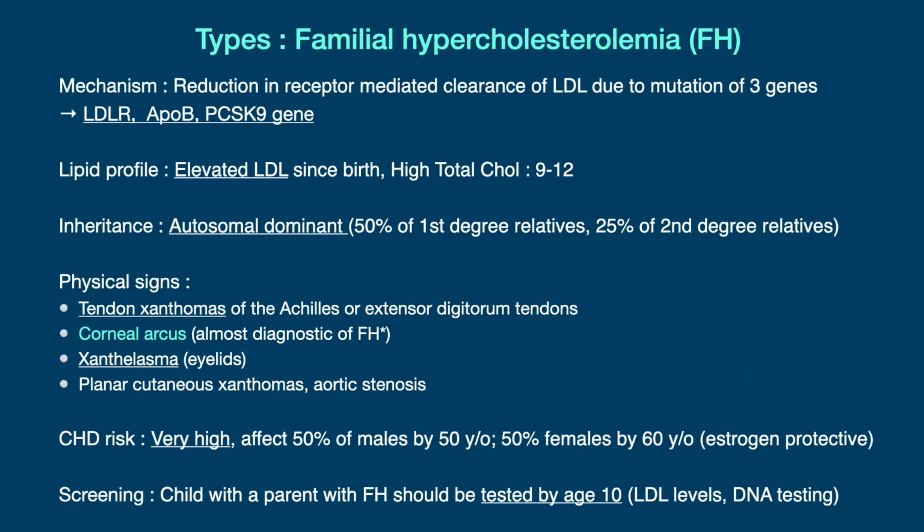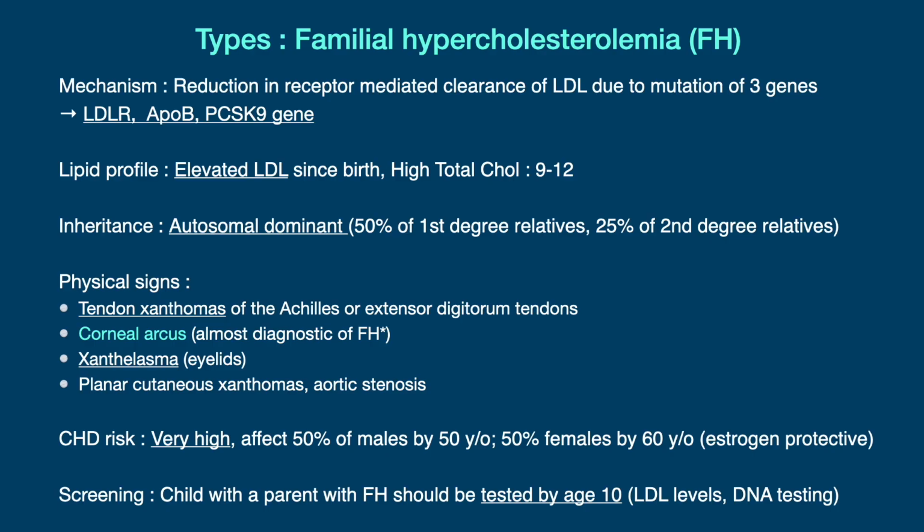Now let's look into the familial hypercholesterolemia type. What happens here is that there is a reduction in the receptor-mediated clearance of LDL due to the mutation of 3 genes, as you can see in this slide. Abnormalities include elevated LDL cholesterol levels and total cholesterol. It follows an autosomal dominant inheritance pattern.